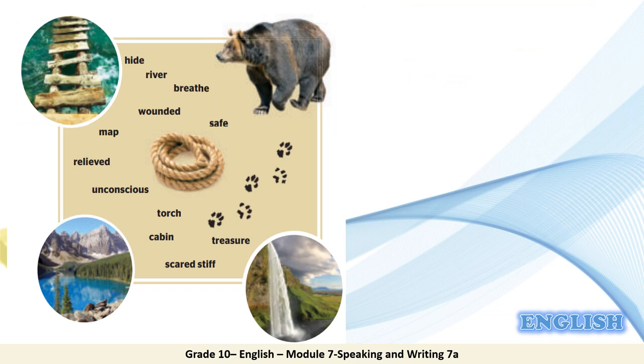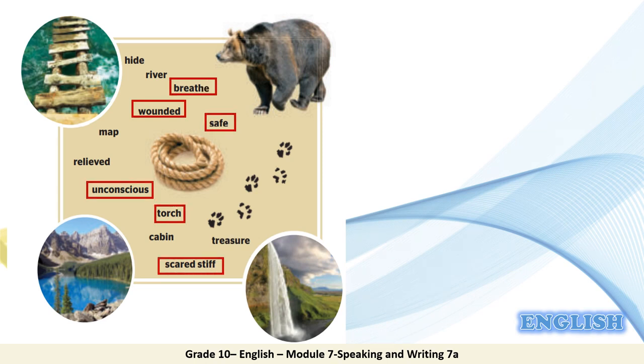Moving on to our last part of the story, I will still help you out by giving you some help and telling you what are the words that you need to implement and wrap your story around them. Starting with wounded, breathe, safe, unconscious, torch, scared stiff, treasure, bear. Pause and start writing your own perspective of the story.